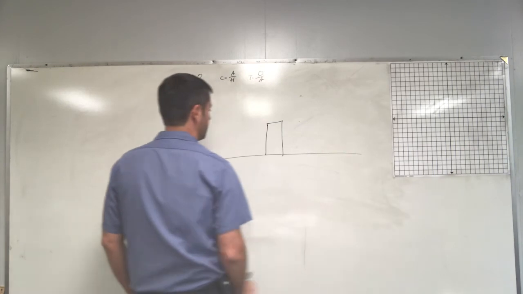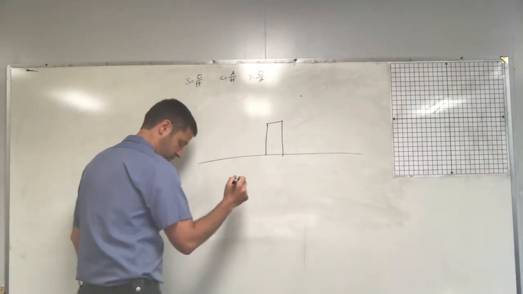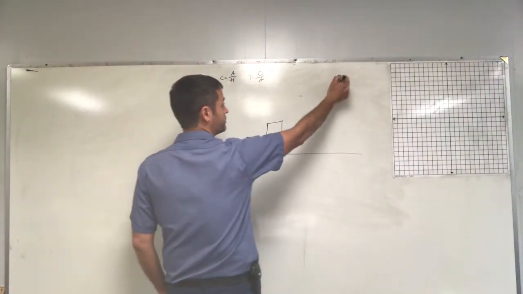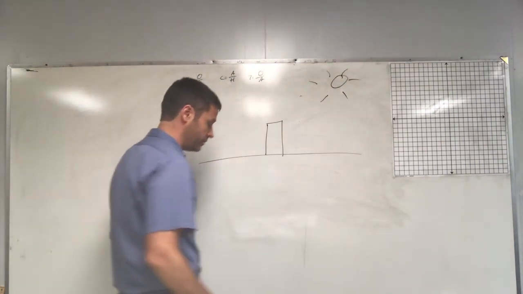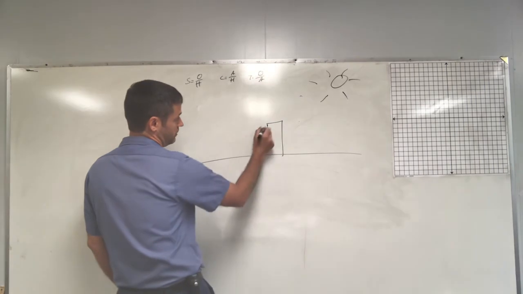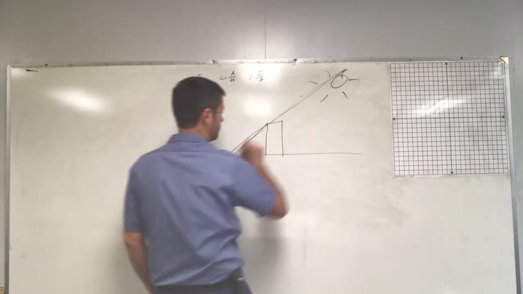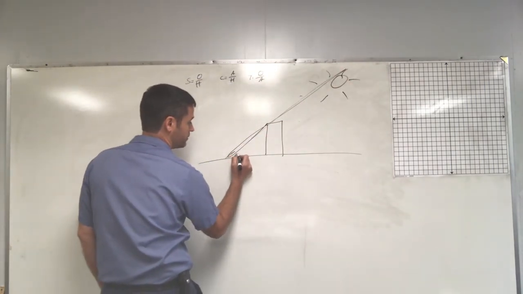Here's the ground, and here is the sun angle. The sun is up here somewhere shining brightly, like you always draw suns. And that angle, if I do it right here, goes like this and goes right to the sun. This angle here is 60 degrees.